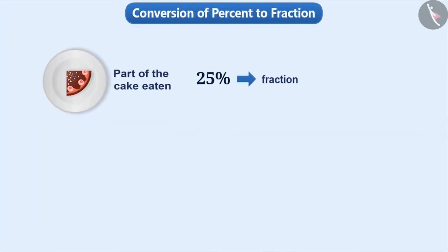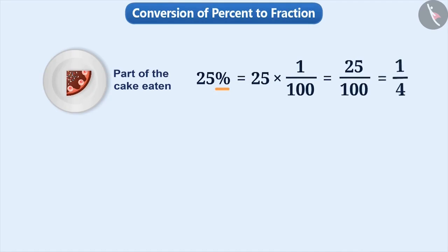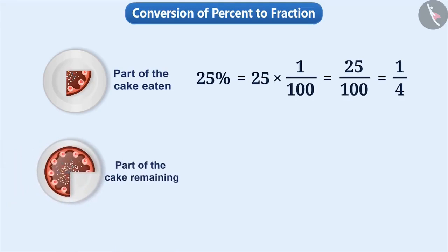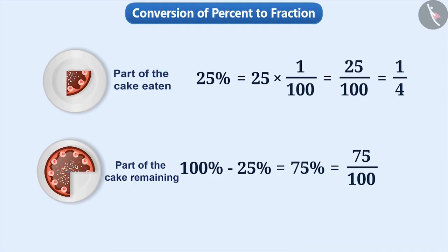In mathematics, to convert percentage into fractions, we use 1 by 100 in the place of the percentage sign. Then, we will express the obtained fraction in its simplest form. Here, part of the cake eaten by Vipul is equal to 25%, which is equal to 25 into 1 by 100, which is equal to 25 by 100, which is equal to 1 by 4. Similarly, remaining part of the cake is equal to 100% minus 25%, which is equal to 75%, that is 75 by 100 or 3 by 4.